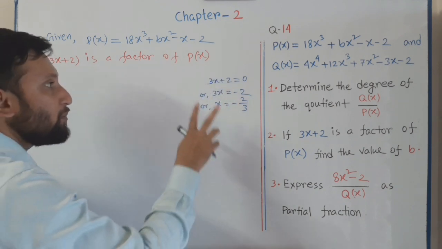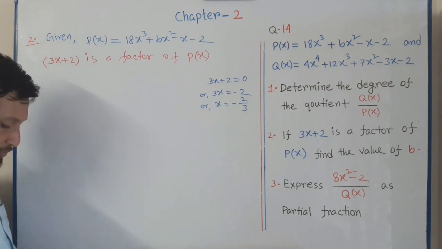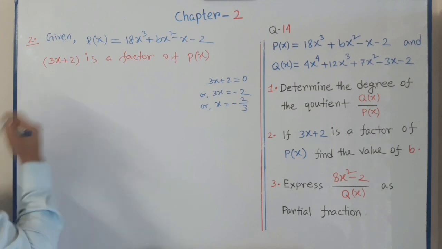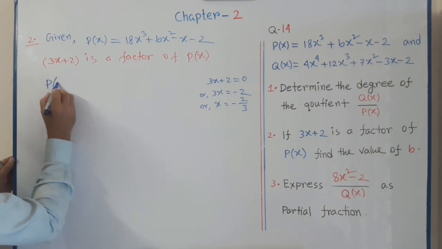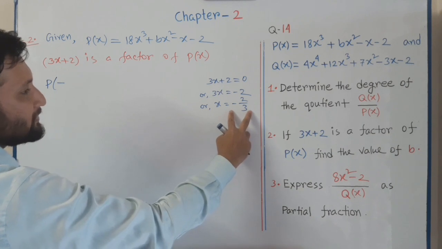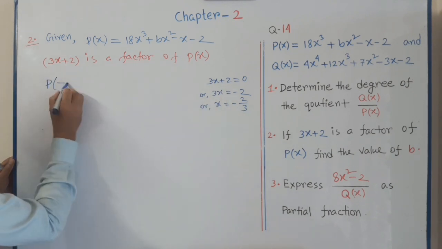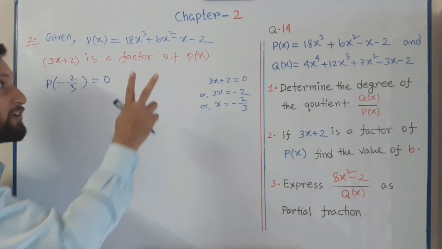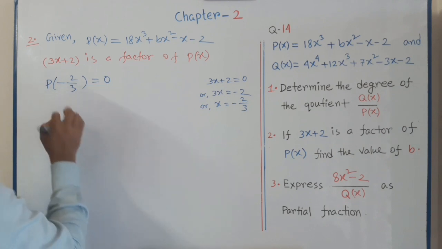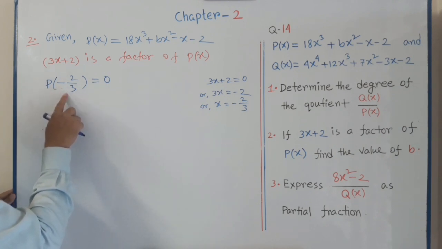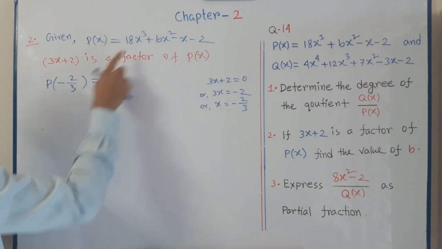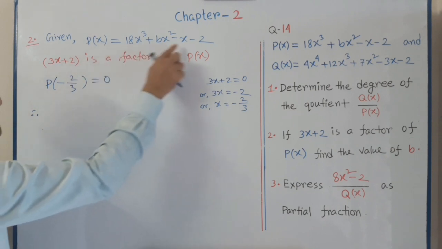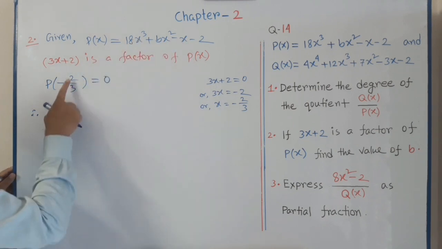Okay, so by using the inverse factor theorem, we can say that p of minus 2 by 3, the value of my x is minus 2 by 3. So we can write p of minus 2 by 3 is equal to 0 according to the inverse factor theorem. Okay, so just put the value of x in the polynomial p of x, replaced by minus 2 by 3.